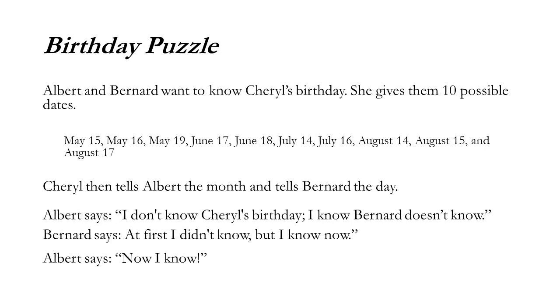Cheryl then tells Albert the month, just the month, and tells Bernard just the day. And then the following exchange occurs. Albert says, I do not know Cheryl's birthday. I know Bernard doesn't know. Bernard says, okay, at first I didn't know, but now I do. And Albert says, now I know. Your challenge: when is the birthday?